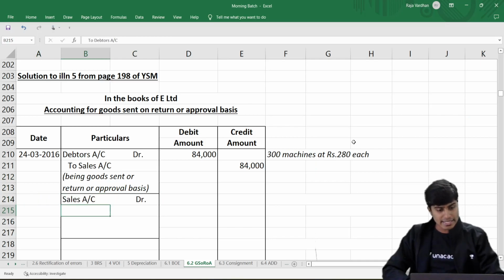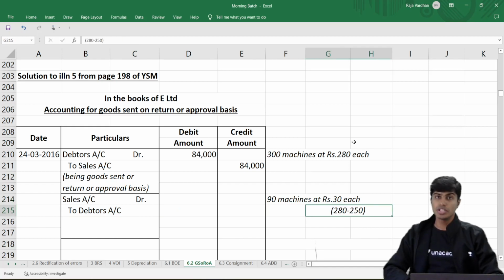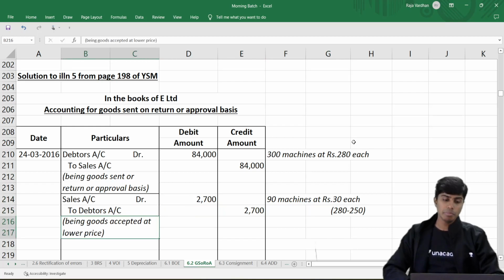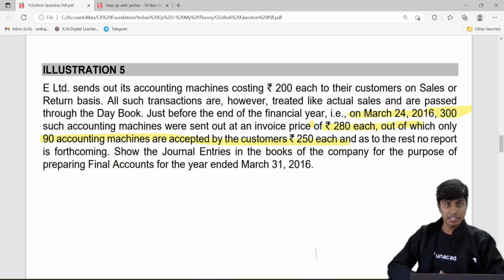It is sales account debit to debtors account for 90 machines into 30 rupees, which is 280 minus 250. This is 2700, 2700. Being goods accepted at a lower price. And for the rest, no report is forthcoming. We've received no information regarding the rest of it.